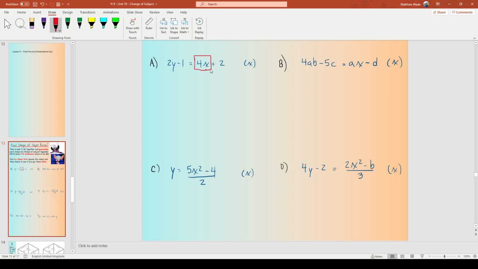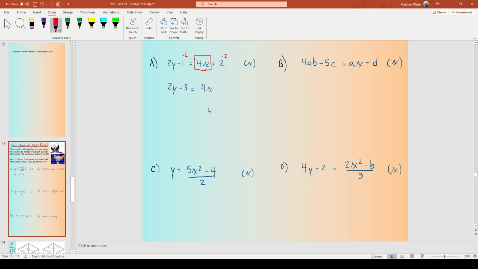So you say to yourself, what doesn't belong? I've got 4x on this side. What doesn't belong? The plus 2. So what do we do? Take 2. To keep it fair, take 2 off both sides. That leaves you with this, buddies. It leaves you with 2y, and then minus 1 minus 2 is actually minus 3, is equal to 4x.